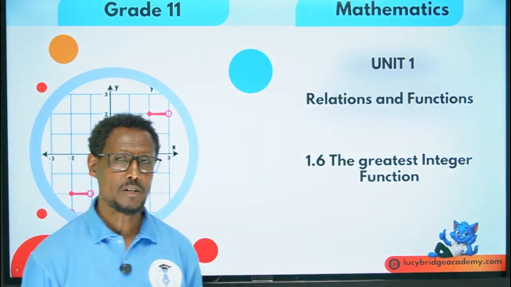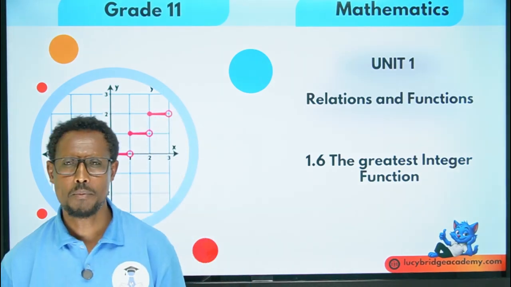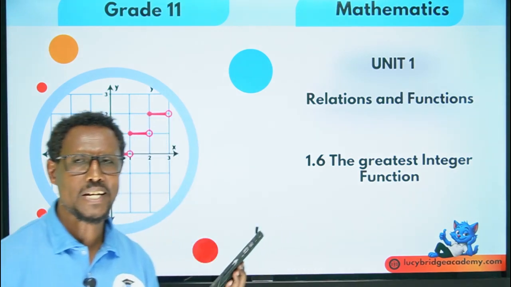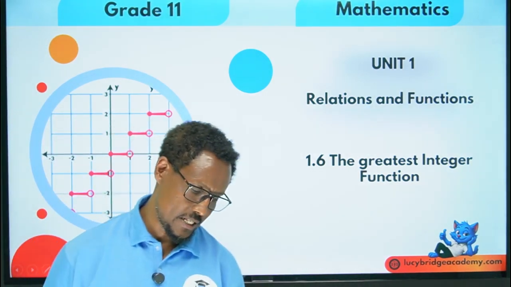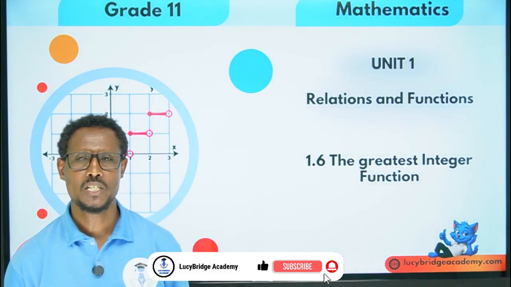We have seen the signum function. We have seen the graph of the signum function. We have seen the domain and the range of the signum function, okay? And today we are going to see the graph of the greatest integer function, or simply the floor function.